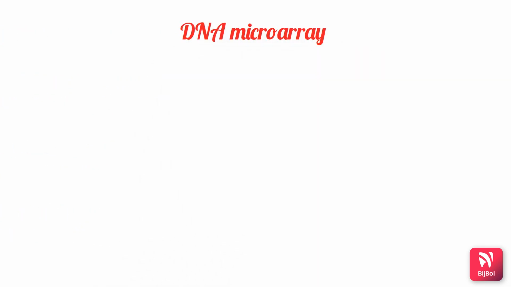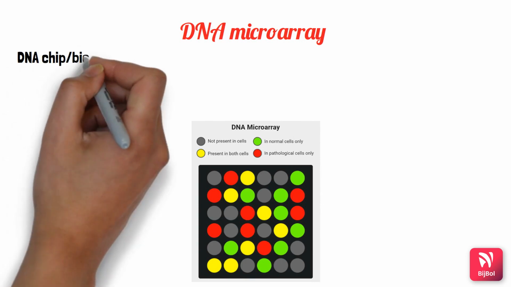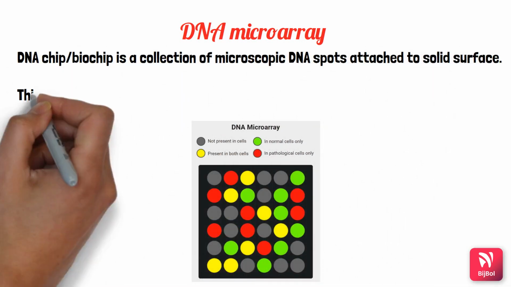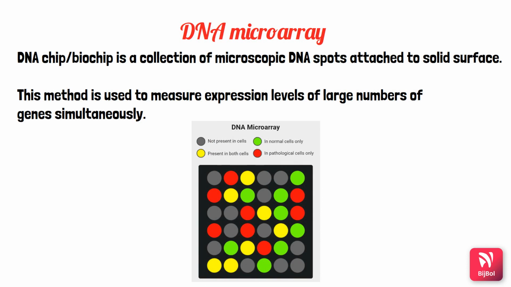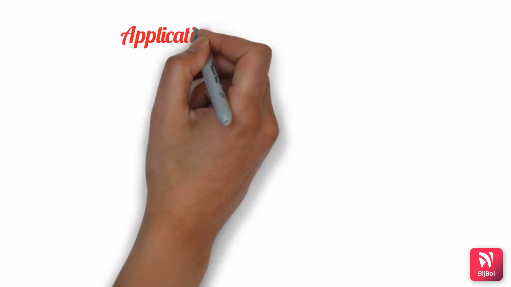Coming to the final technique, that is DNA microarray. This is also called a DNA chip or biochip. It is a collection of microscopic DNA spots attached to a solid surface. This method is used to measure the expression levels of large numbers of genes simultaneously. So a large number of genes at a time are evaluated by DNA microarray.